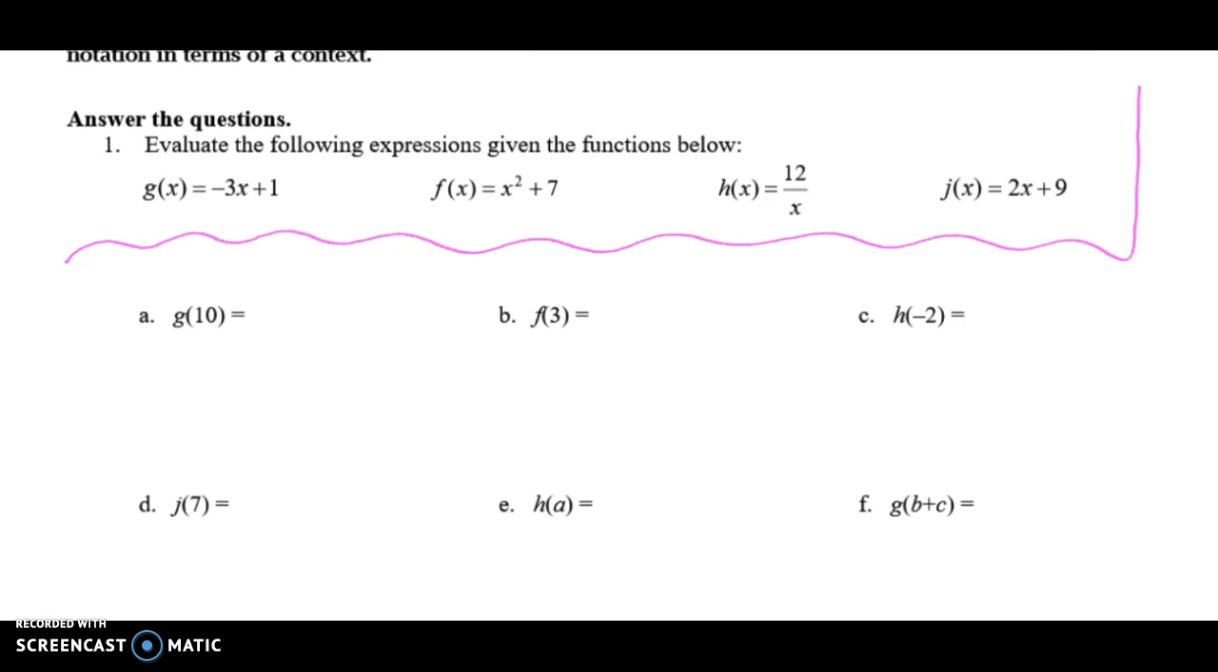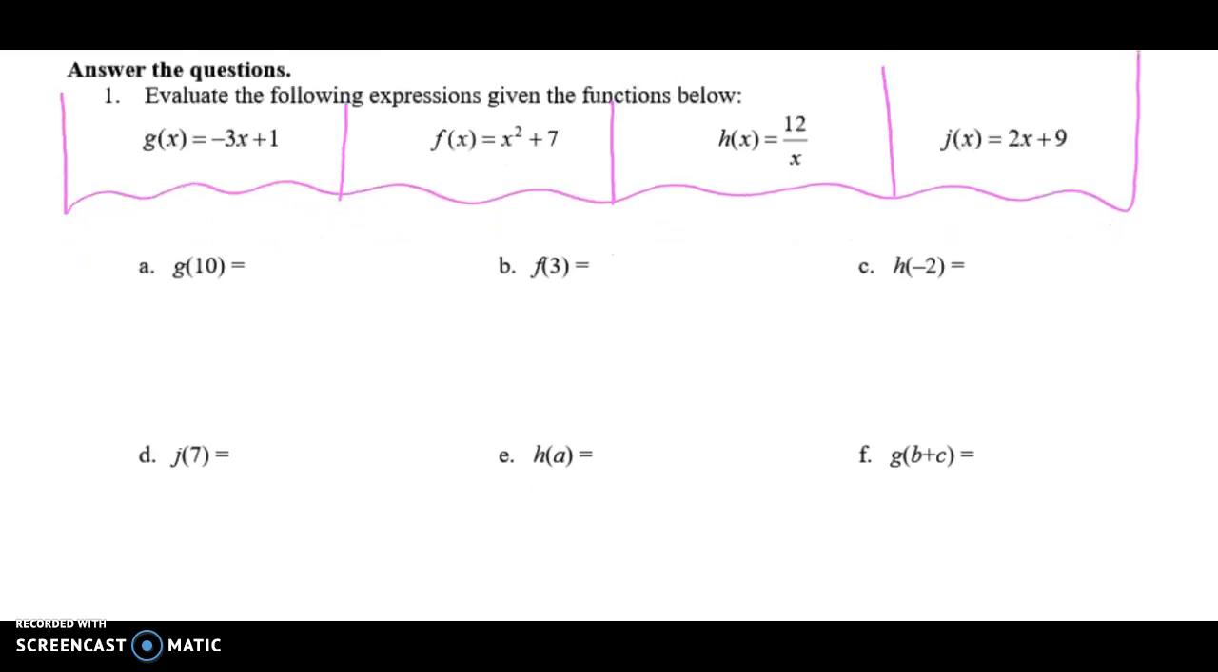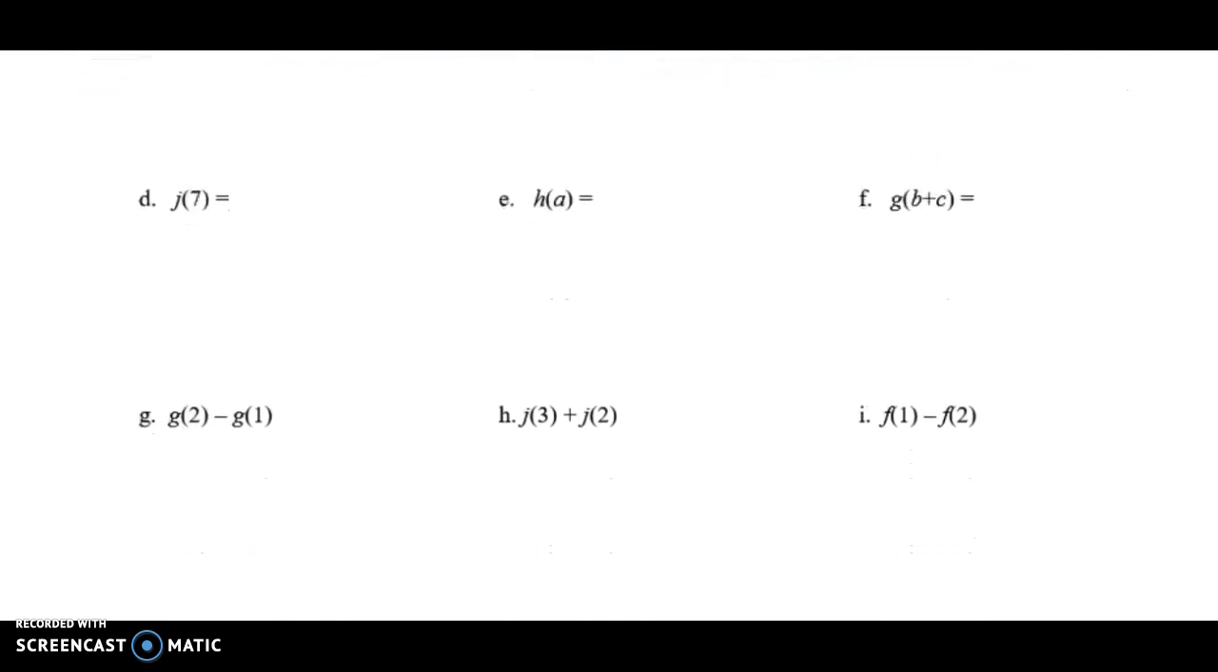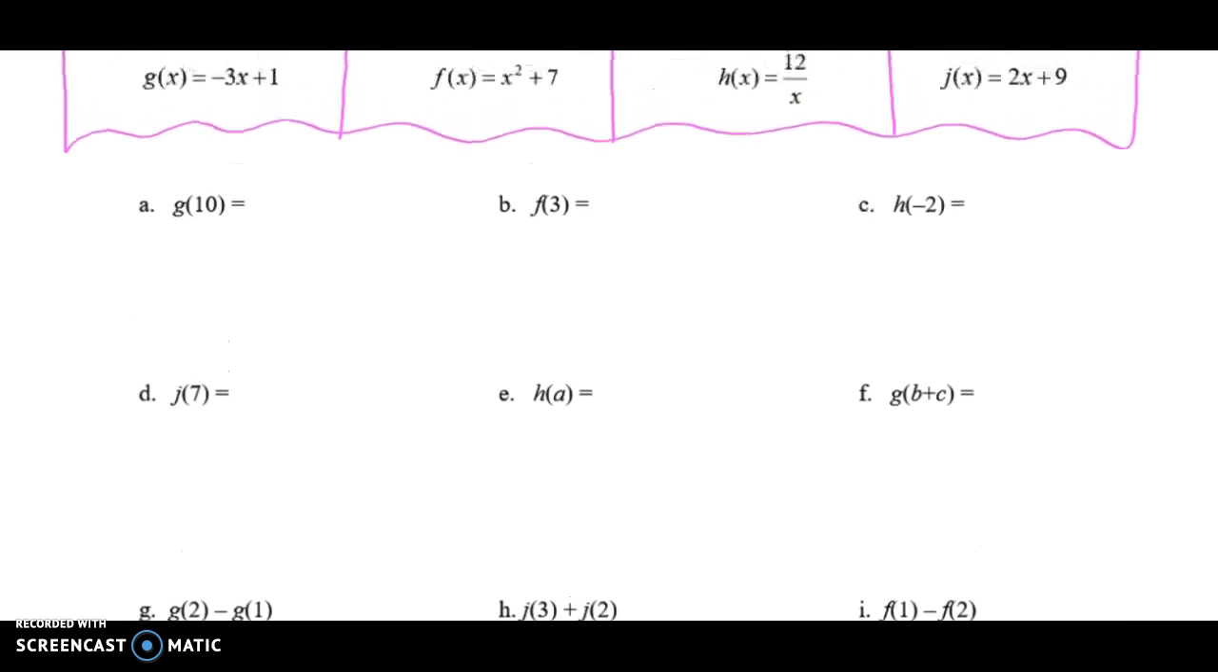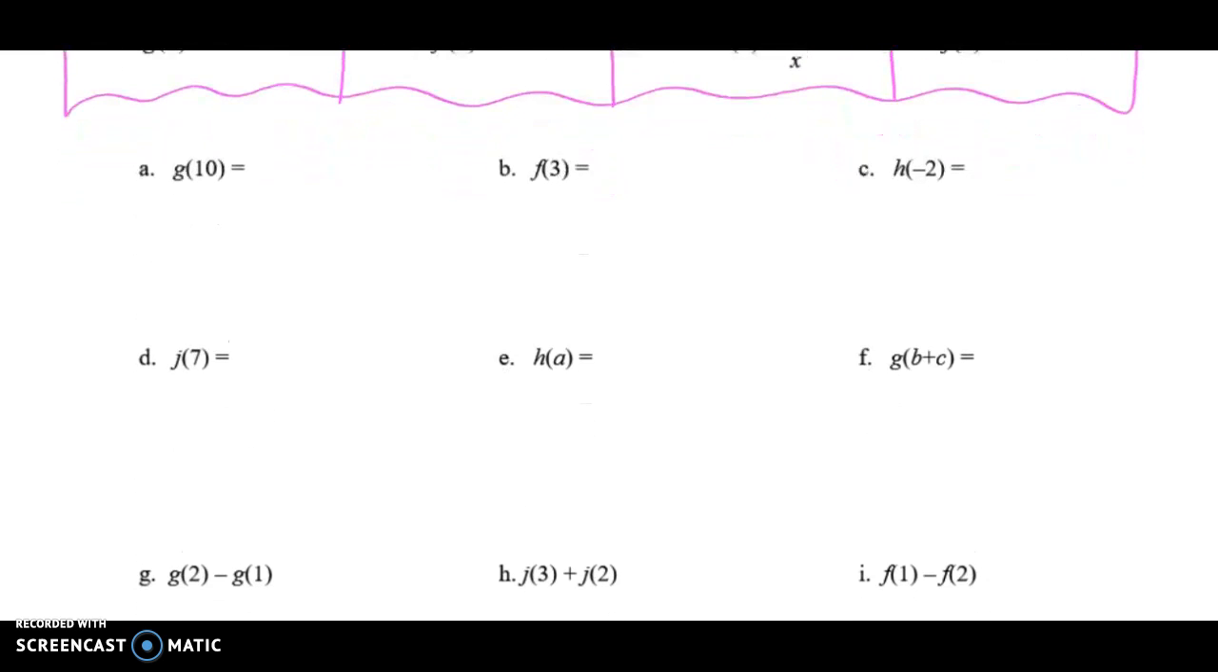So what we have here are 4 different functions. I have the function g of x. It looks like negative 3x plus 1. I have the function f of x. It looks like x squared plus 7. I have the function h of x. It looks like 12 over x. And I have the function j of x. It looks like 2x plus 9. What you see down here, here are all the parts for number 1. You are being asked to evaluate these particular things.